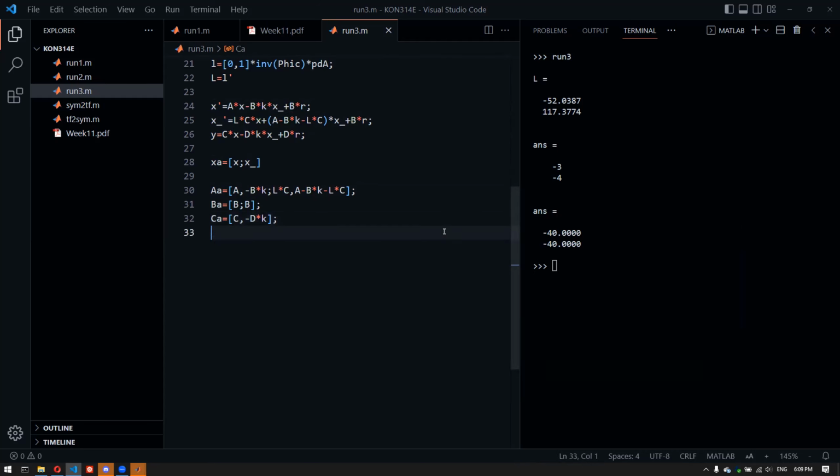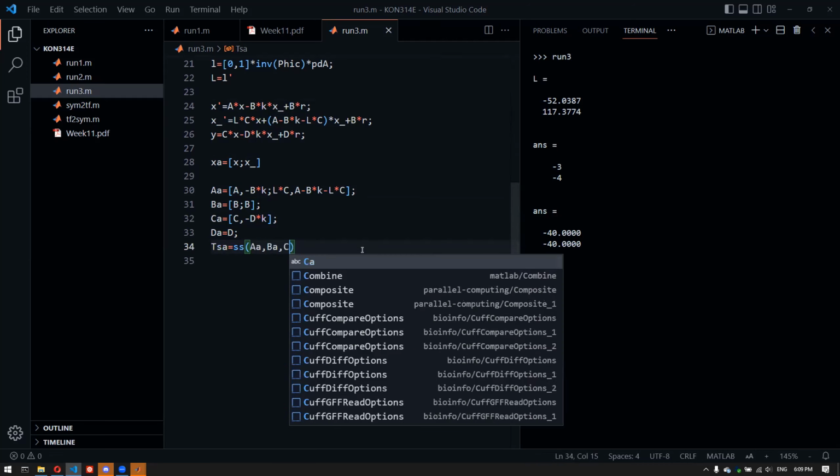And then DA is going to be D. So by looking at these equations and defining this vector, I've basically combined the observer and the system and the controller in the closed loop. So this is all we got here. If I define this as, for example, TSA, the whole augmented system, this is going to be AA, BA, CA, DA.